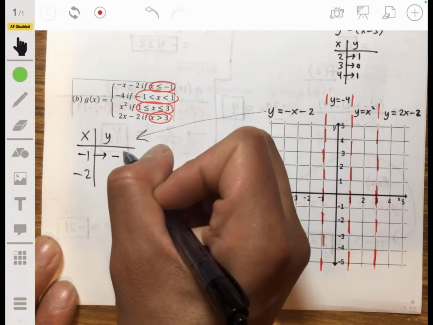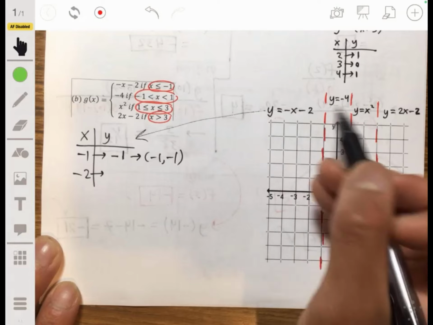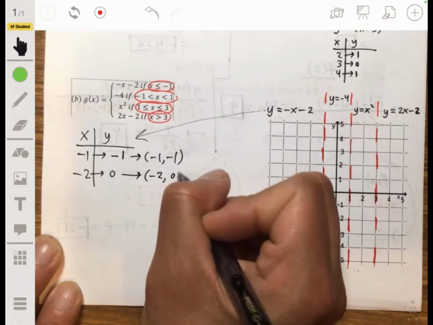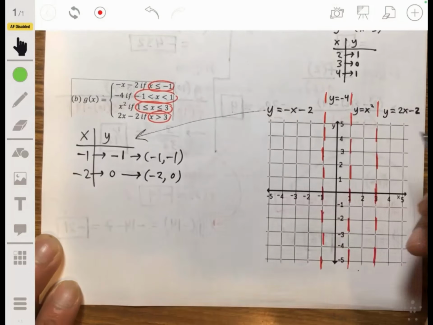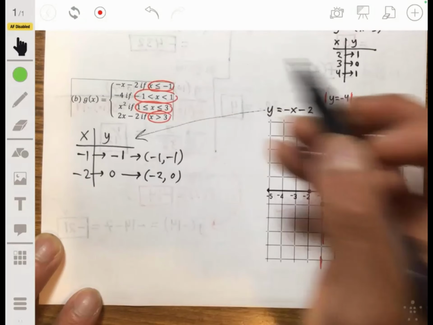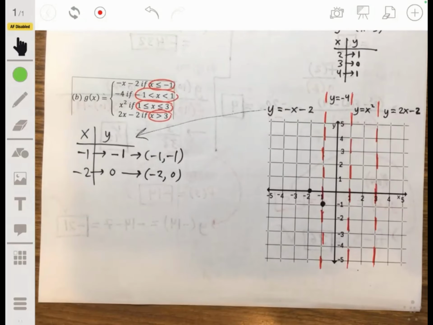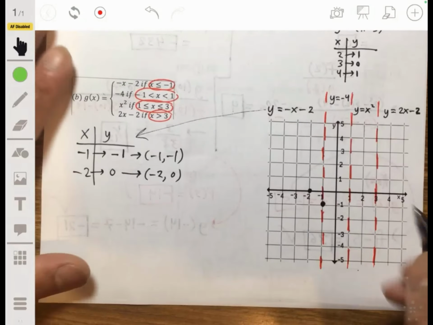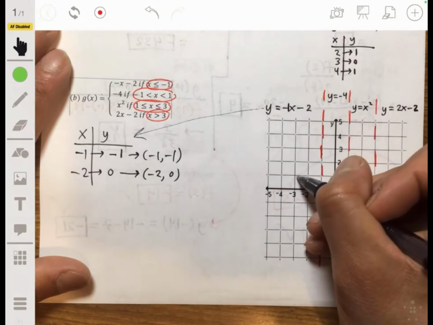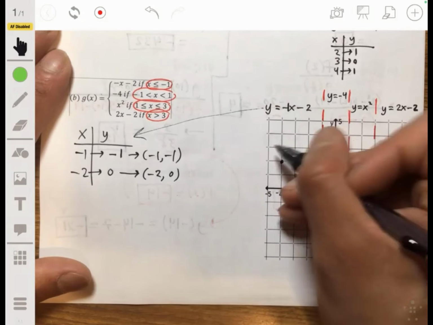Plug in -2 into there. It will be negative times -2, so +2. +2 minus 2 is just going to be 0. So then we're going to have another point at (-2, 0). So (-2, 0) and (-1, -1). Closed circle because we're including -1. And this makes sense because the slope is -1, because it's negative x, or just think of this as -1 times x, same thing. So your graph is going to look like this.